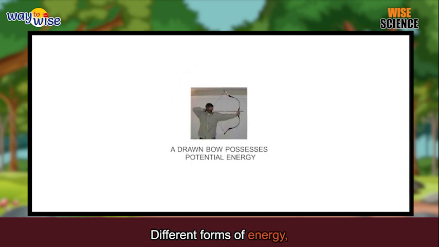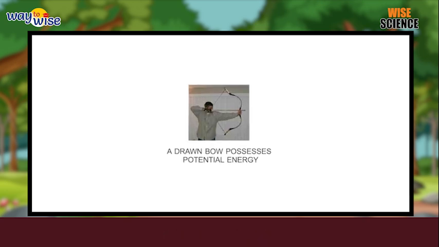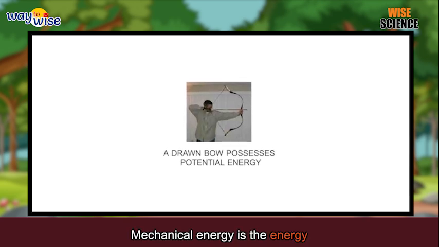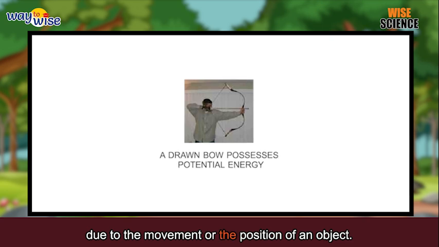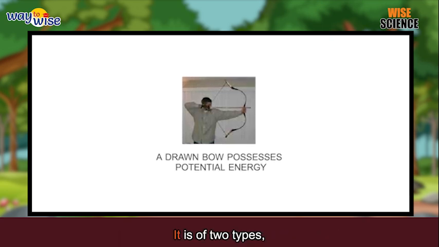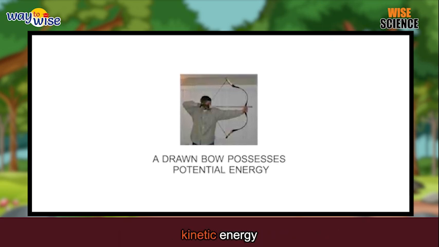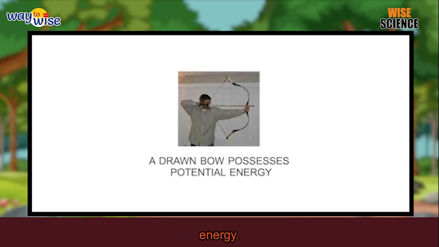Different forms of energy. Mechanical energy. Mechanical energy is the energy due to the movement or the position of an object. It is of two types: kinetic energy and potential energy.